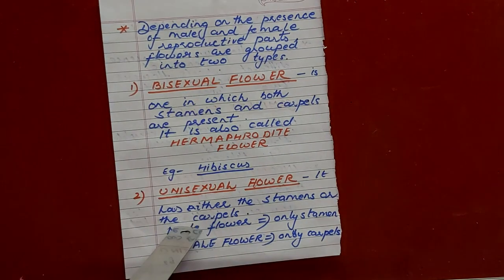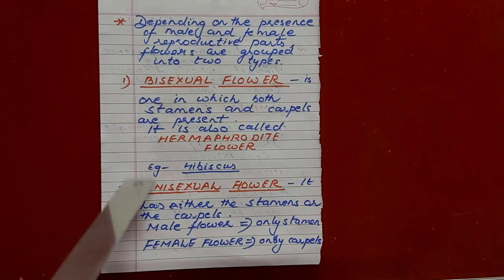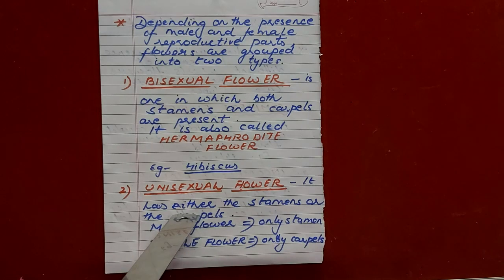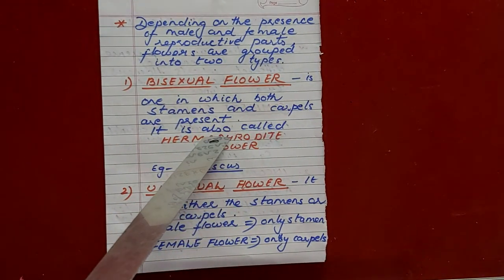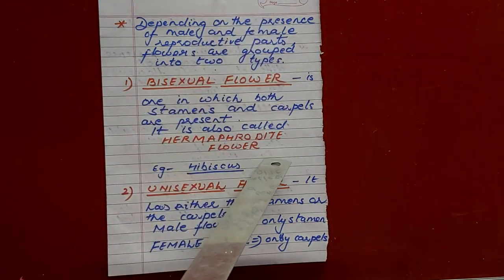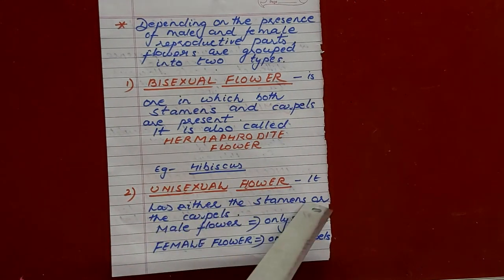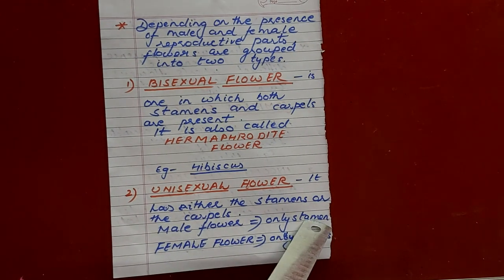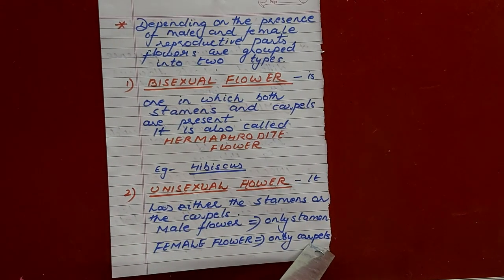Okay, so depending upon the presence of male and female reproductive parts, flowers are grouped into two types: bisexual flower or hermaphrodite flower, and unisexual flower. Bisexual flower or hermaphrodite flower, in which both the stamens and carpels are present, both male and female reproductive parts, both androecium and gynoecium are present. Example is the hibiscus. And unisexual flower will have either the male flower, in which only stamens will be present, or the female flower, in which only the carpels will be present.